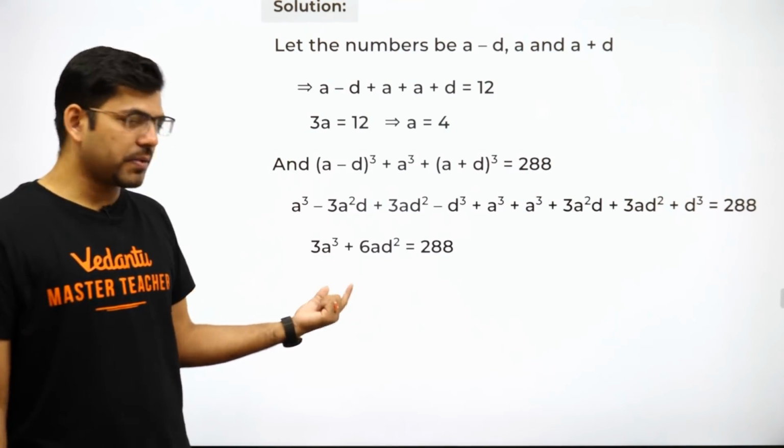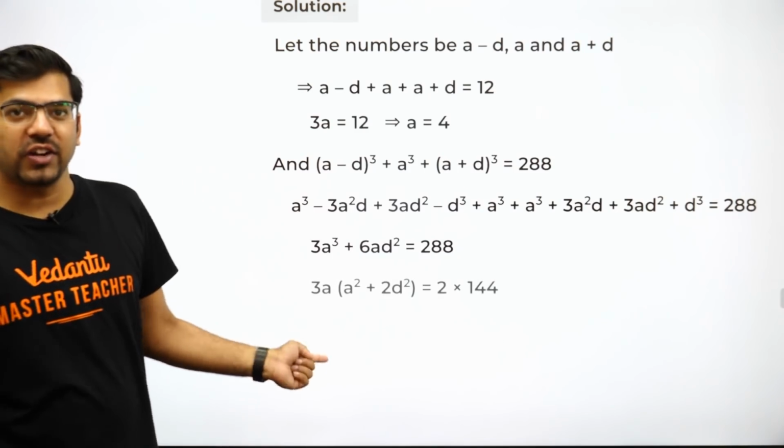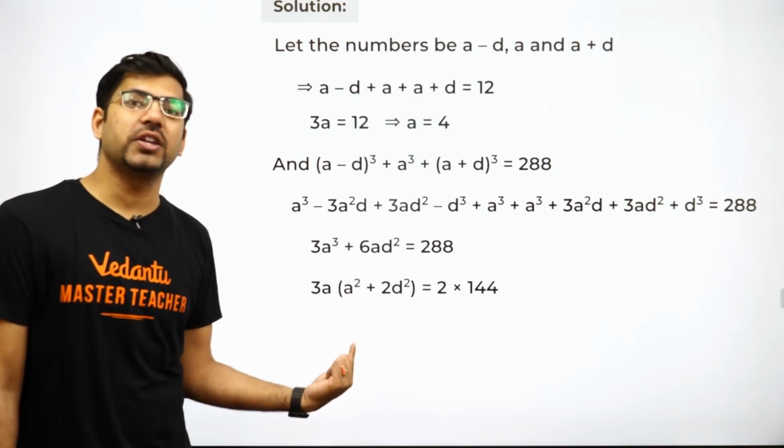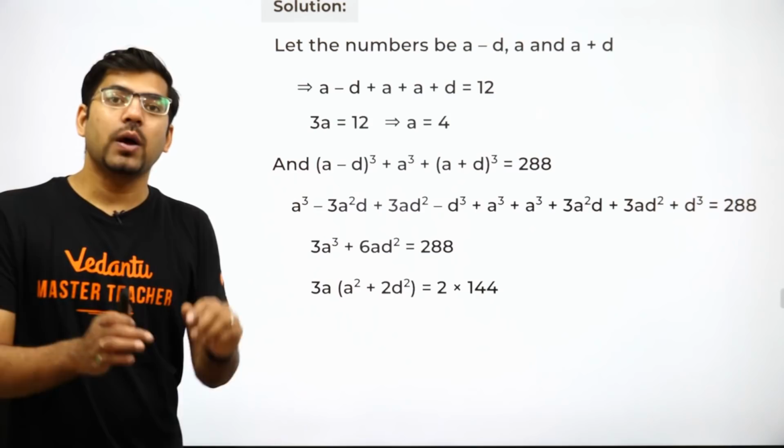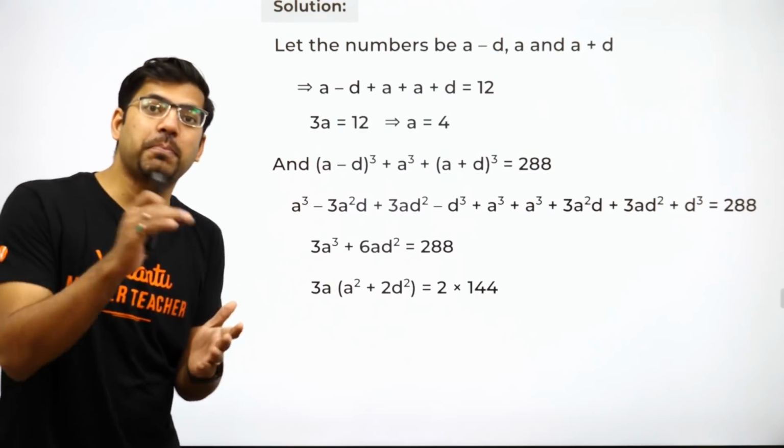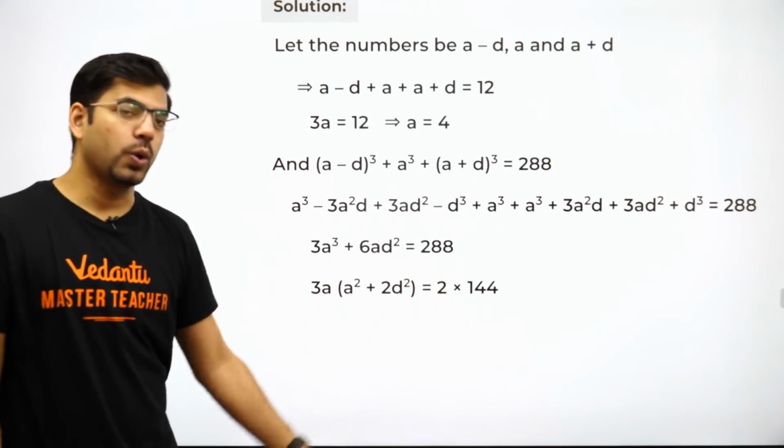Taking common in both of them, 3A would be the common, and I have taken 3A common and thereafter the remaining term is A square plus 2D square. Now this is the final value where you can put the value of A and solve this whole equation.